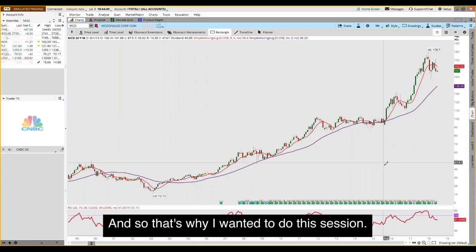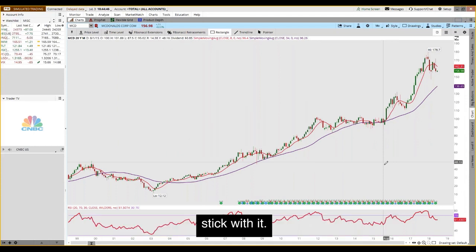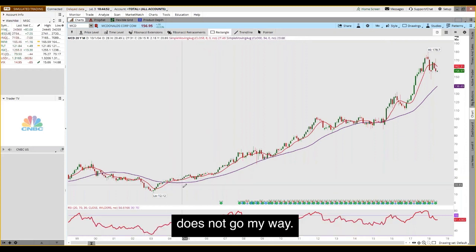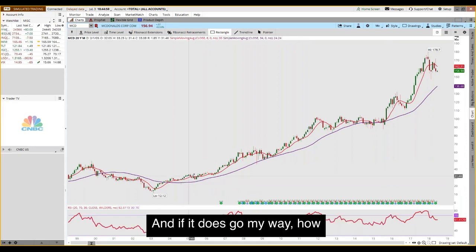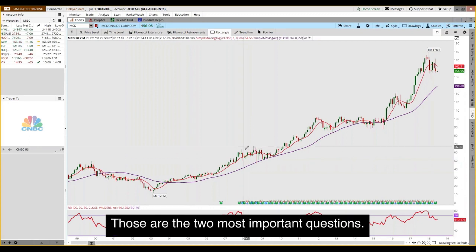And so that's why I wanted to do this session. So if that works for you and it's easy to follow, perfect. Stick with it. But you always have to ask yourself that question. If this does not go my way, how do I prevent it from becoming a big losing trade? And if it does go my way, how do I allow myself to take a big profit? Those are the two most important questions.